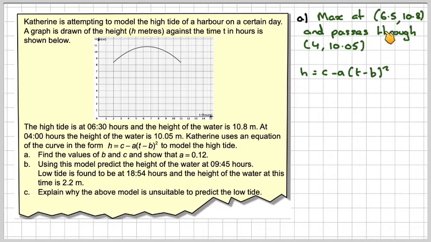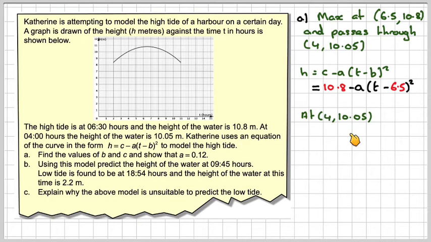So if it's a max, C has to be 10.8 and B would have to be 6.5. So h equals 10.8 minus a(t minus 6.5) squared. This will give the max, because the smallest value this could ever be is 0. Therefore 10.8 would be the max, and that would happen when t is equal to 6.5.